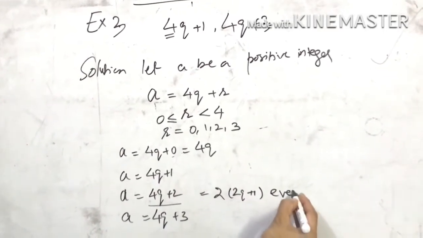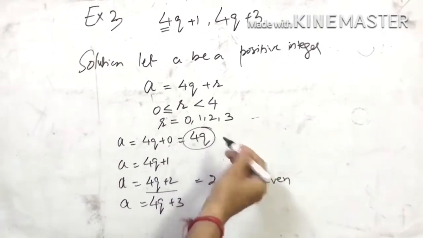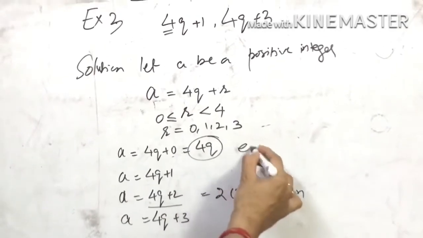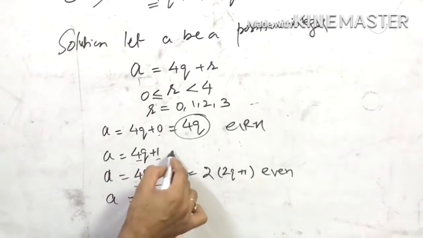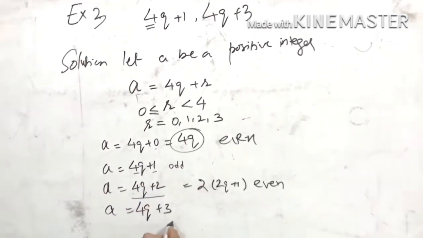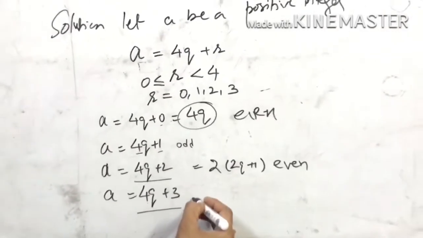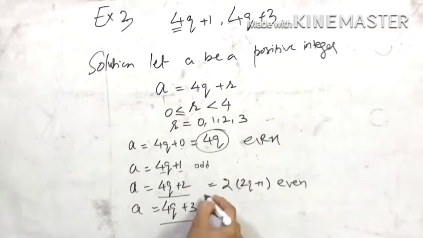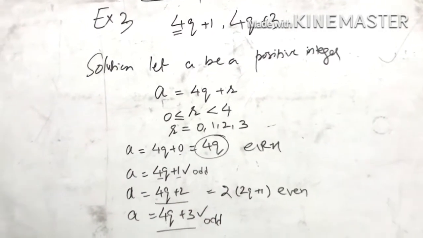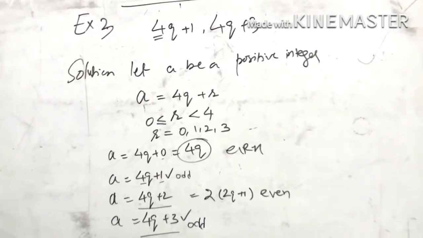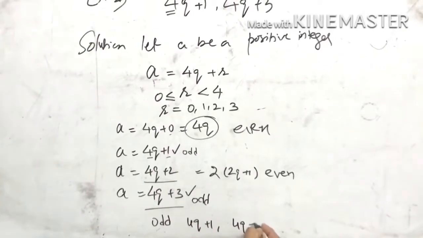That means it is an even integer. And 4q itself is divisible by 2, which means it is also even. So if it is even, when you add 1 to it, it will be odd. And if it is even and you add 3, an odd number, to an even number, you will again get an odd number. So we have proved that these two numbers are odd and the rest of the two will be even. So the odd integers are 4q plus 1 and 4q plus 3.